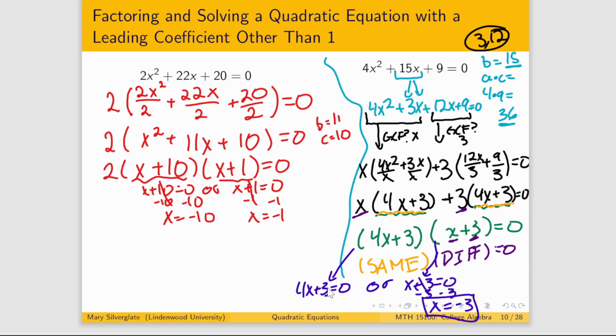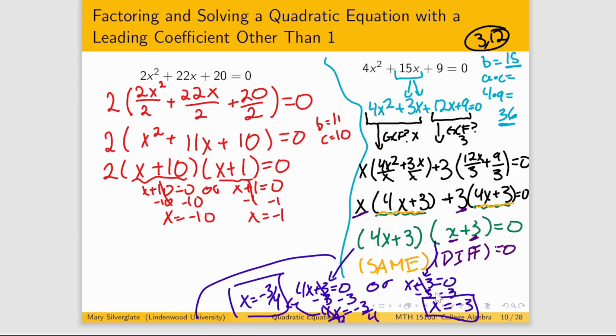For 4x plus 3 is equal to 0, that's two steps, but I can still do it. First I want to undo adding 3 by subtracting 3. Then 4x is equal to negative 3. Then I want to undo multiplying by 4 by dividing by 4. So x is equal to negative 3/4 as my other solution. And both of those are solutions to this equation.